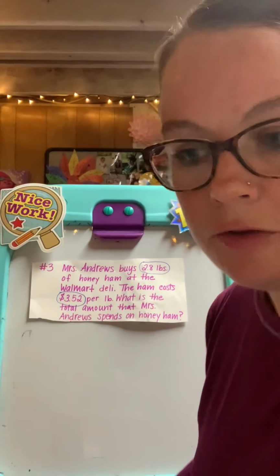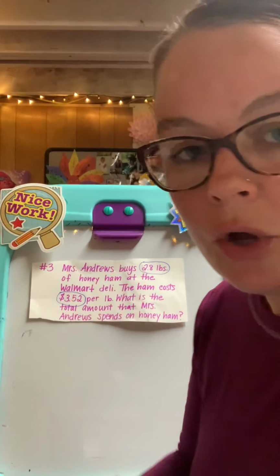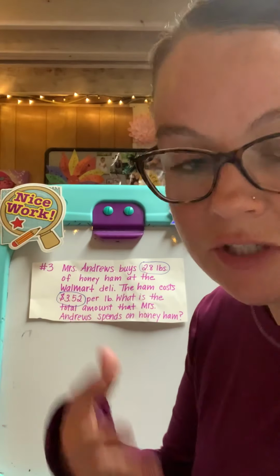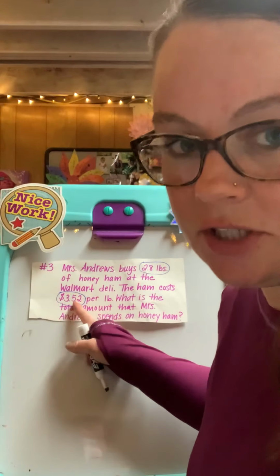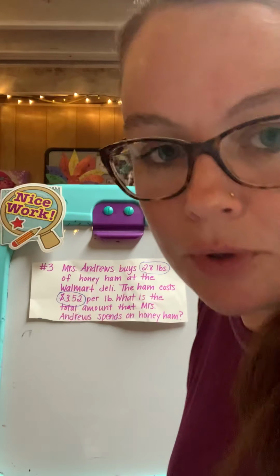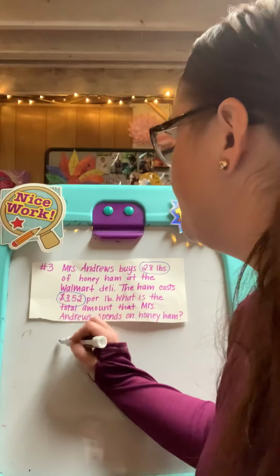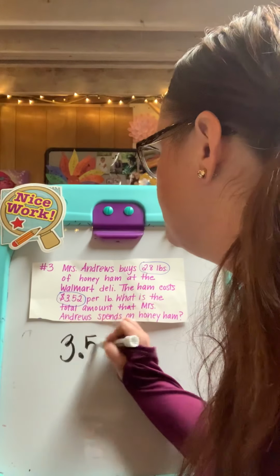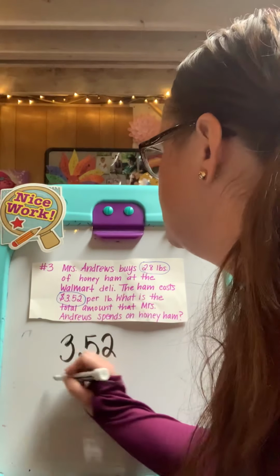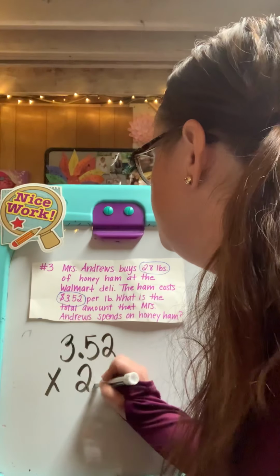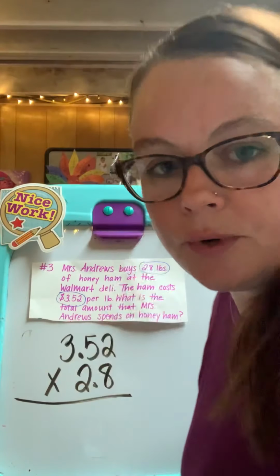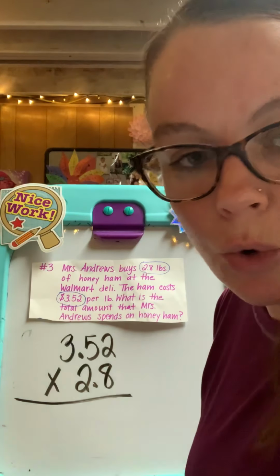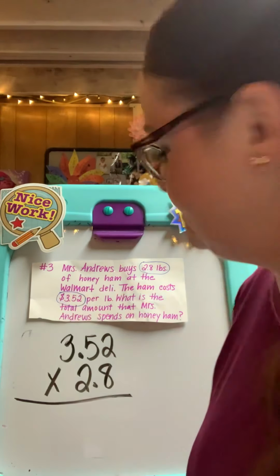All right, this is another problem that's coming in equal groups. We need to calculate the total amount that she's spending on honey ham. So again, this one has 3 digits and this one has 2. So to multiply to make it easier, I'm going to put the 3-digit number on top. 3 and 52/100 times 2 and 8/10. So again, I'm going to multiply across, ignoring the decimal to the very end.